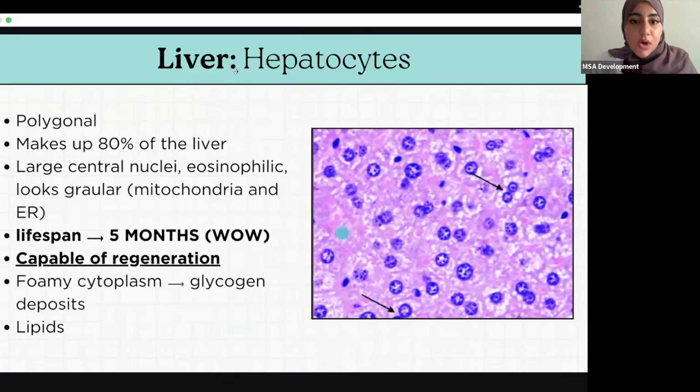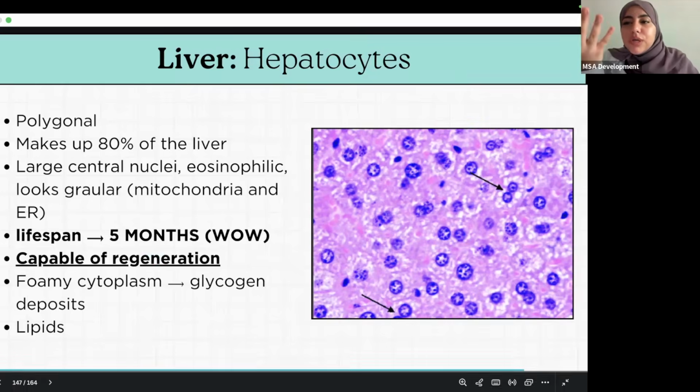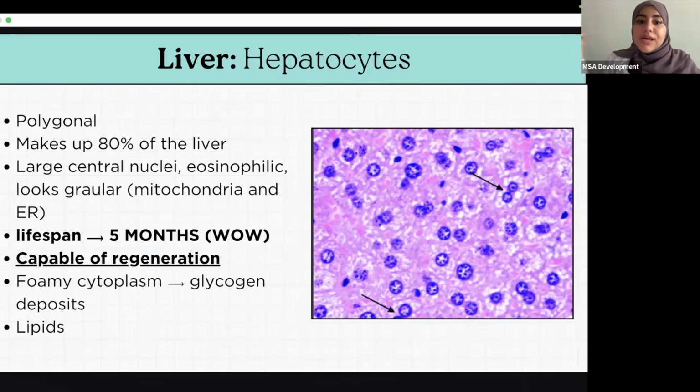Okay, hepatocytes, like I talked about, are polygons, just like the lobules, and they basically make up the entire liver, like 80% of the liver. And they have a really dark nucleus and a kind of foamy cytoplasm because of the glycogen deposits that they have in the liver. And whenever you hear about transplants, you hear about liver transplants. Why? Because the liver cells have the potential to regenerate, and that is insane. And because they have the potential to regenerate, their lifespan is really, really long.